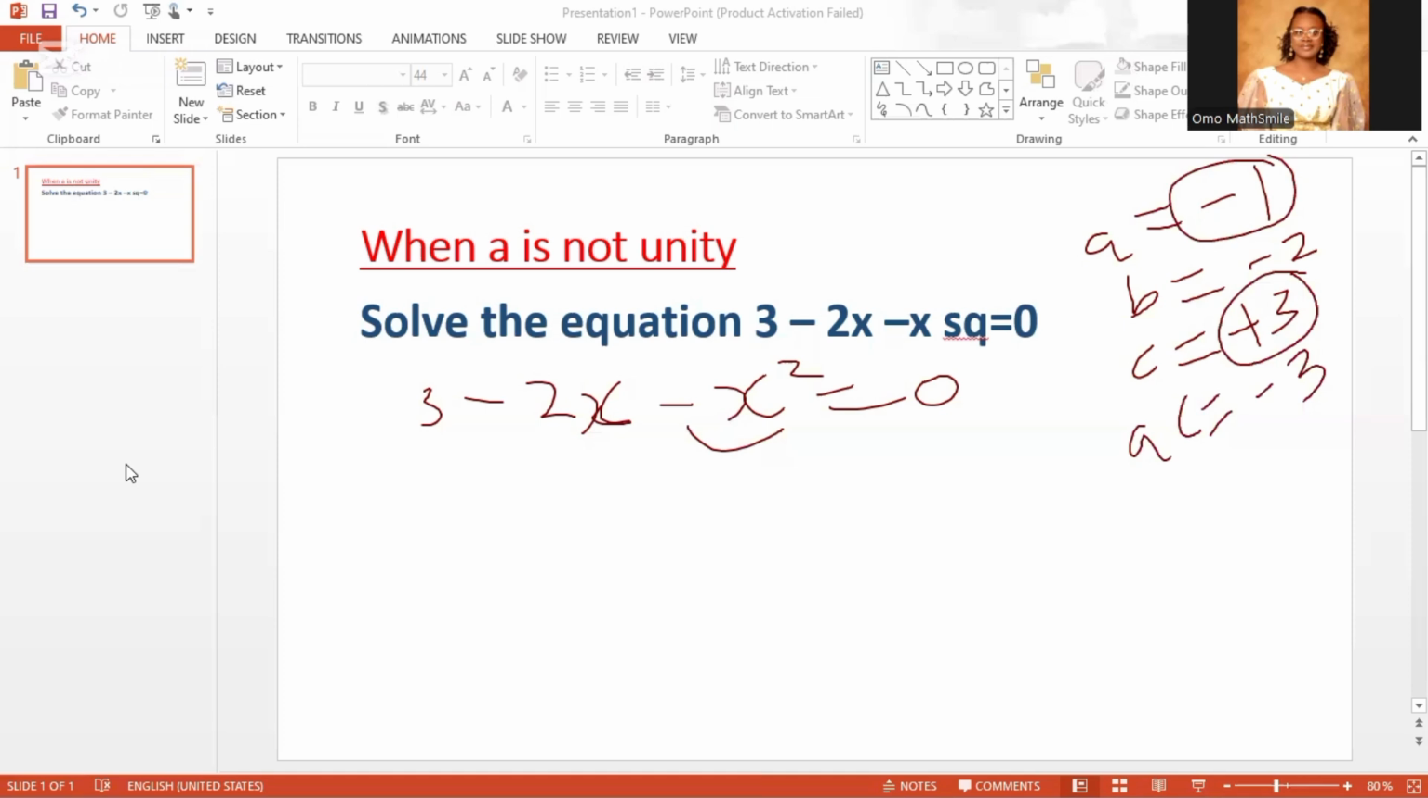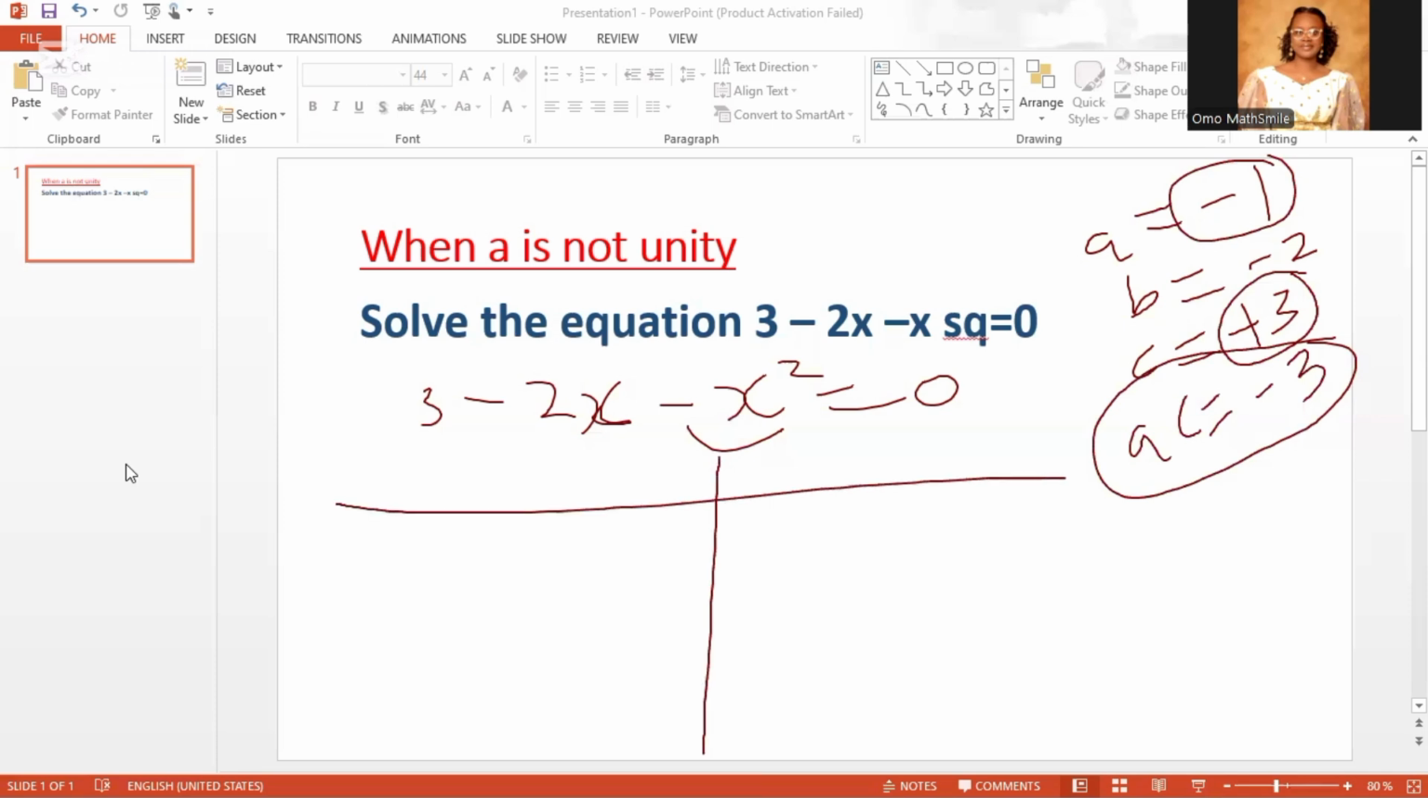So we need to determine the factors for ac, that is, the factors of minus 3. To do that, we need to check what two numbers we can multiply together that will give us minus 3, and when added up will give us the value for b, that is minus 2. So what are the factors of minus 3?